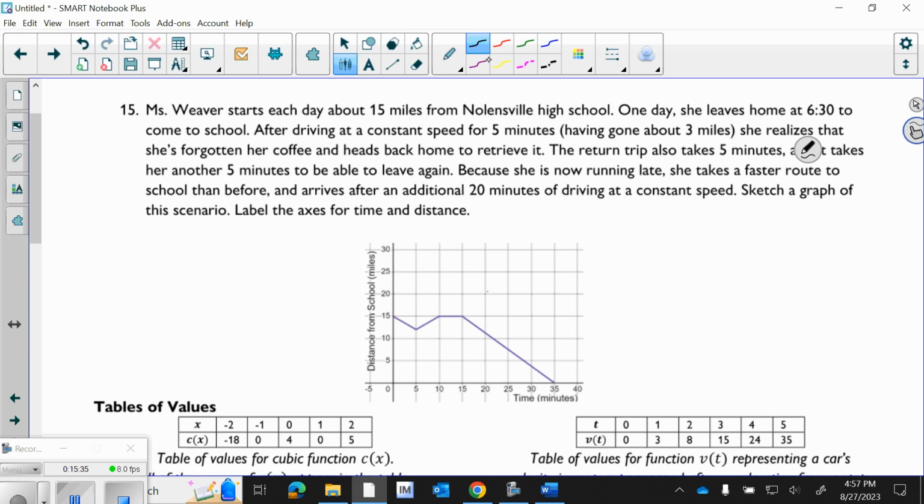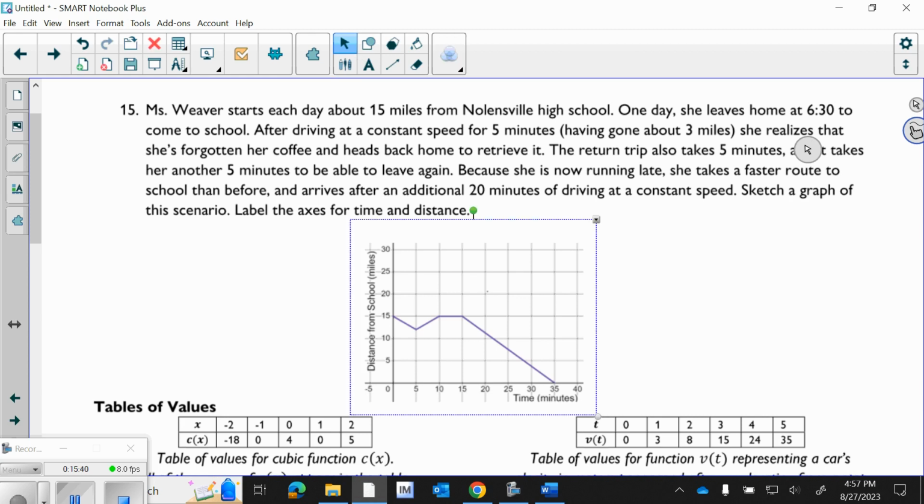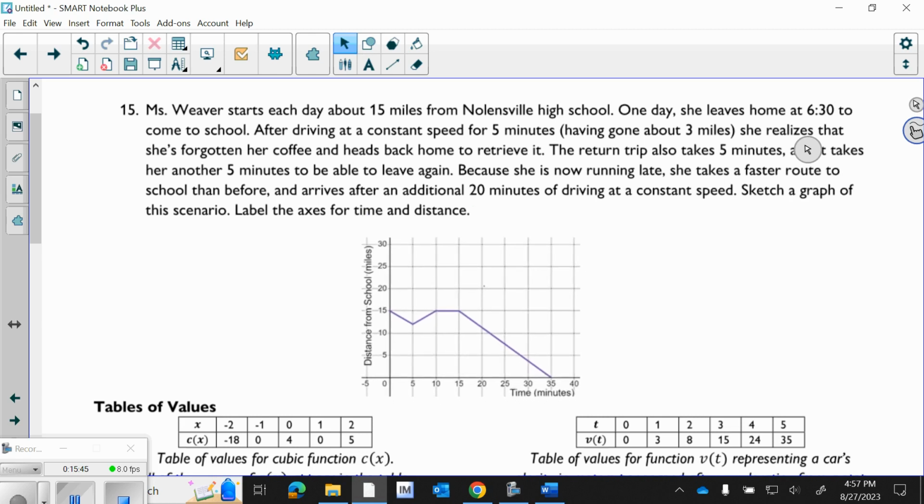And I'll just go over this part of the graph. So starting here at the 15, we will travel linearly for 3 miles. So from here to here. And then we stop, go back home for those 3 miles, and then it says she's not able to leave for another 5 minutes, which means she's remaining at home for 5 minutes.